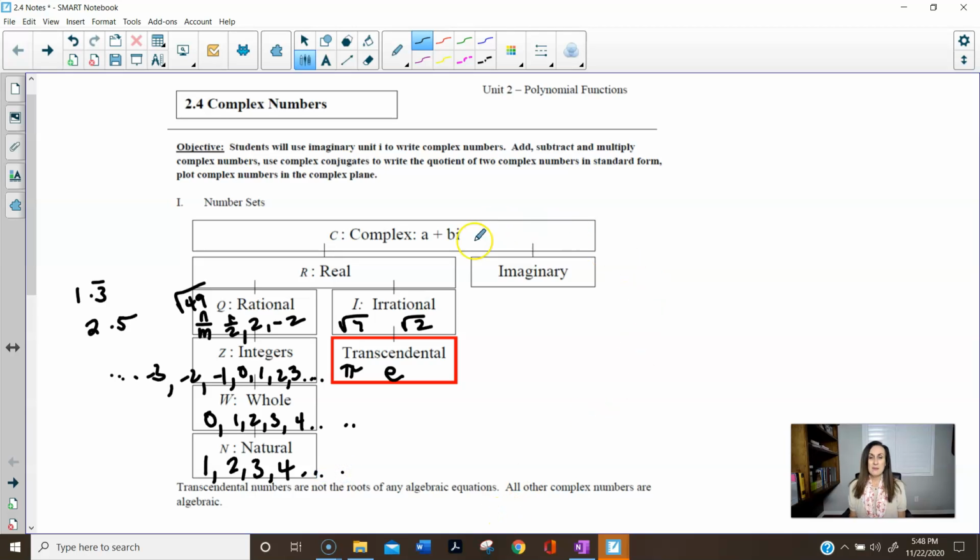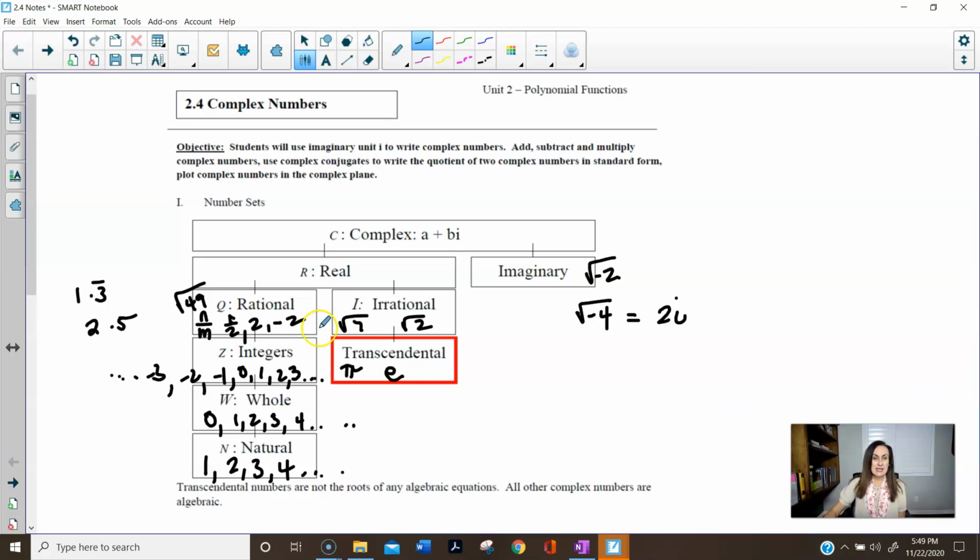Imaginary numbers, you're looking at maybe the square root of -2 or the square root of -4. So numbers that are imaginary, like the square root of -4, we would write as 2i. That negative is the i for imaginary.